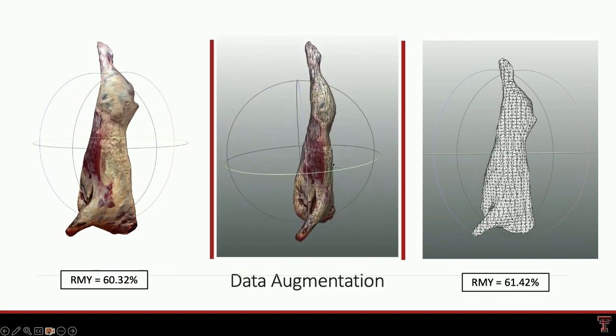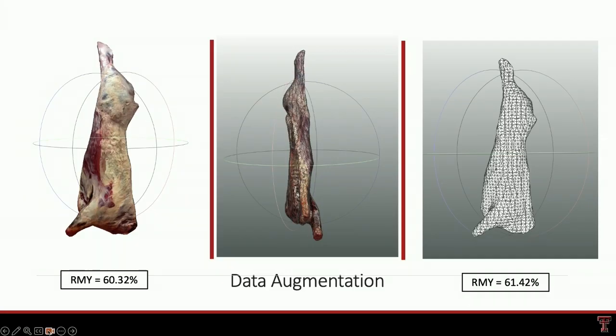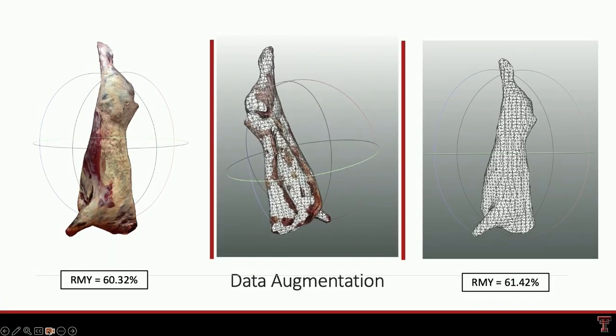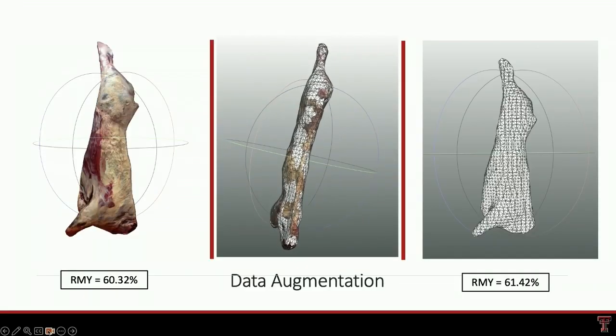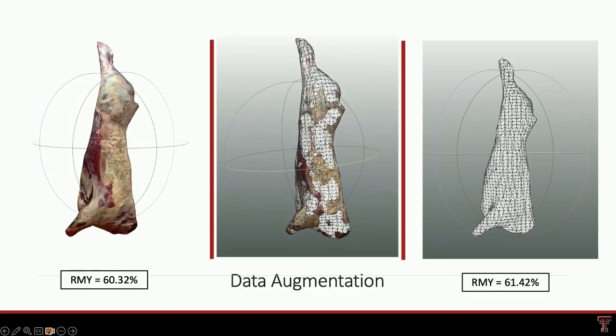So we can take an actual carcass on the left and we can create a new carcass in the middle. And with the created carcass in the middle, we actually know what the red meat yield is. So we can artificially create millions of carcasses that don't actually exist from maybe several hundred. Right, so we have several hundred carcasses that are real. We can make several million that are fake, for lack of better words. But those fake carcasses give us the data that we need to build these models.